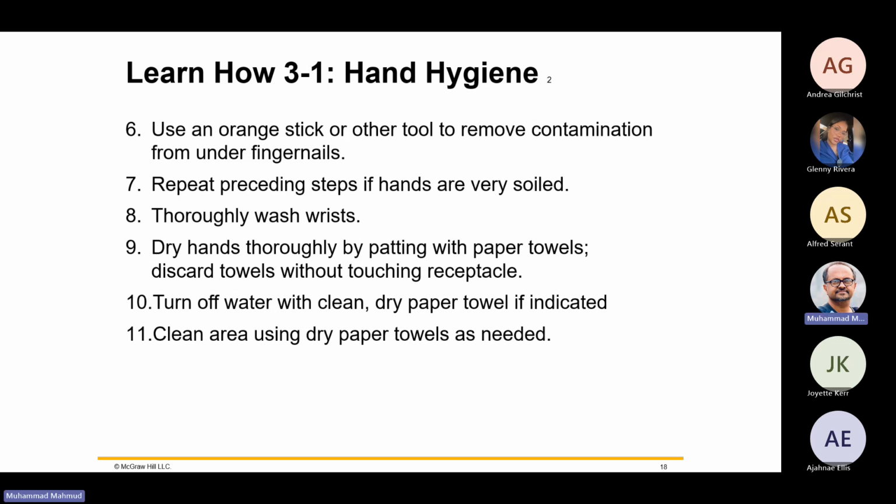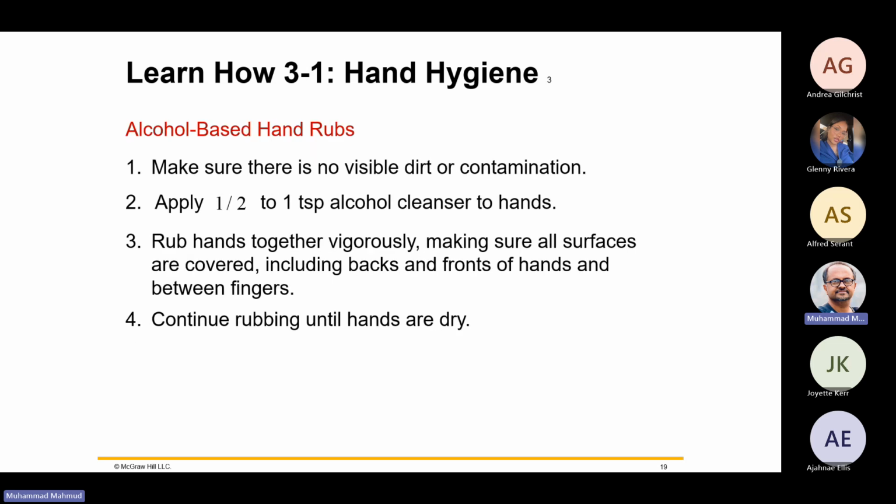Then we can use an orange stick or other tool to remove contamination from under the fingernails. Repeat this if hands are very soiled. Thoroughly wash wrist. Dry hands thoroughly with paper towels. Discard towels without touching the receptacle. Turn off water with a clean dry paper towel if indicated, and clean the area using dry paper towels as needed.